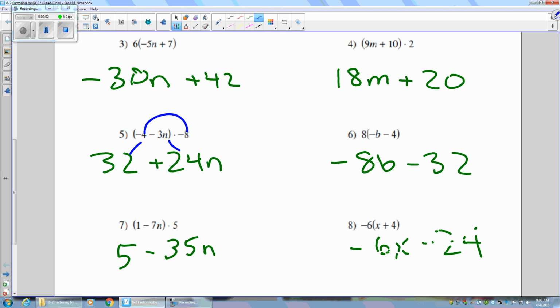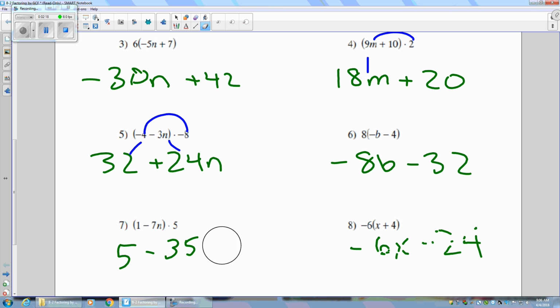Maybe on number 4, that could have been a little bit confusing because the 2 is in the back. Remember the 2 just goes to the 8m, or 9m to make 18, and 2 can go to 10 to make 20. One thing I do want to talk about though, and maybe we can take a look at number 7 again, is the box method.